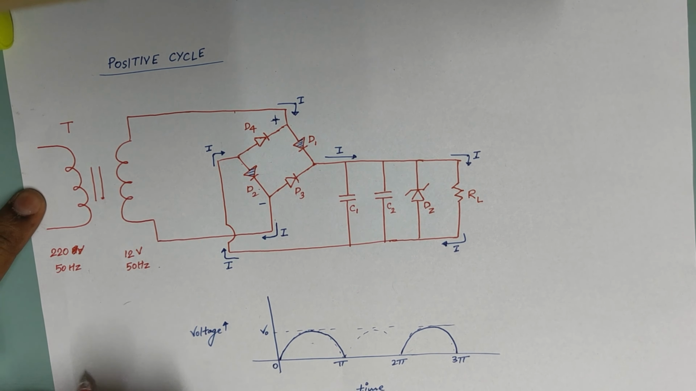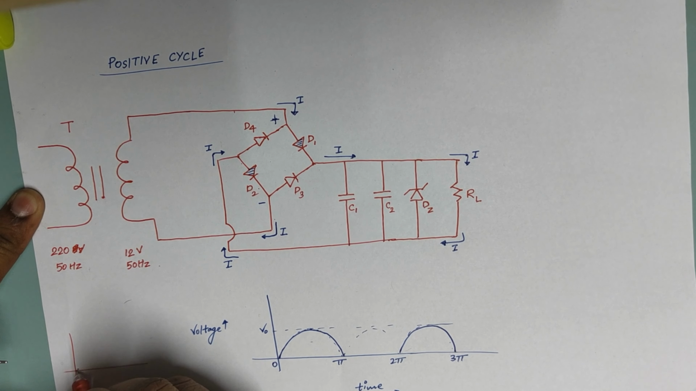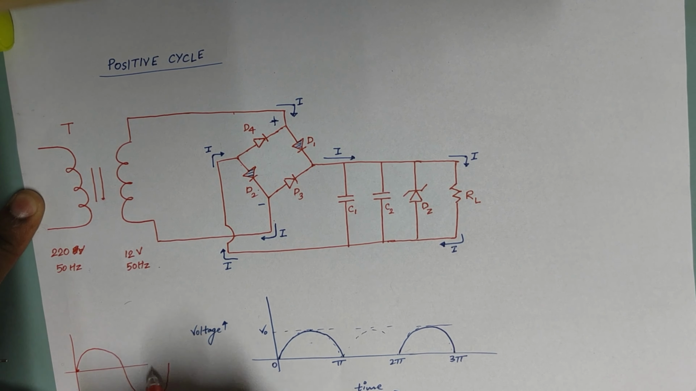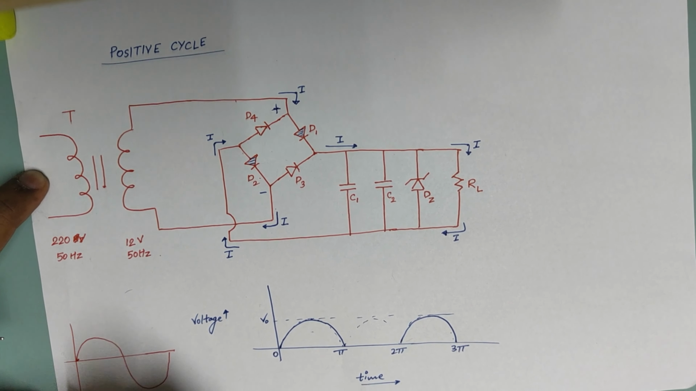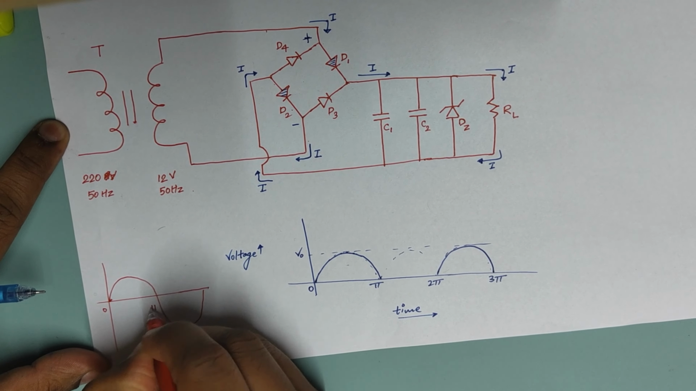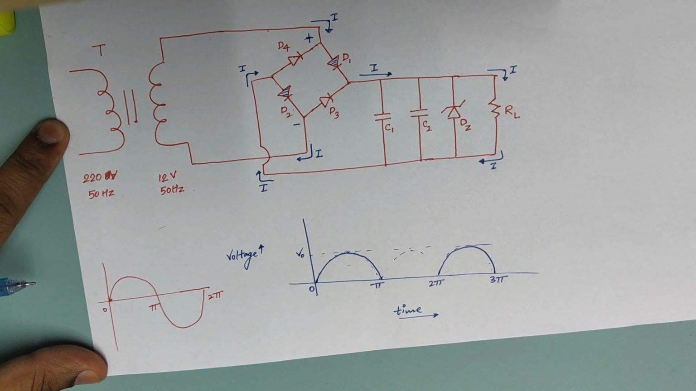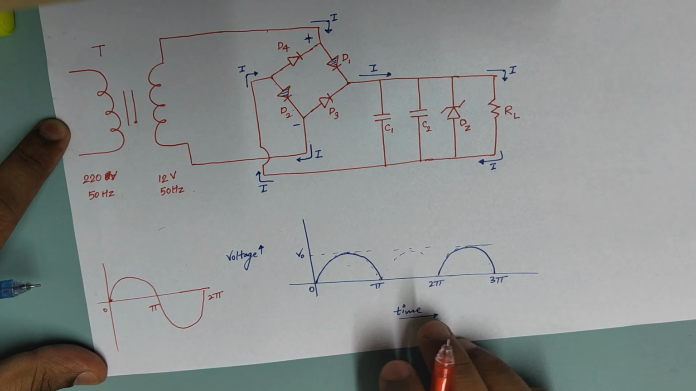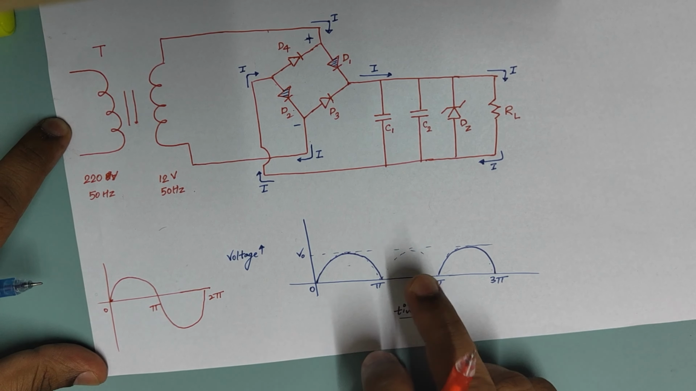Now the input waveform would be something like this, some sort of sinusoidal. When converted, the positive cycle looks something like this, where we will not get any output for the negative cycle.